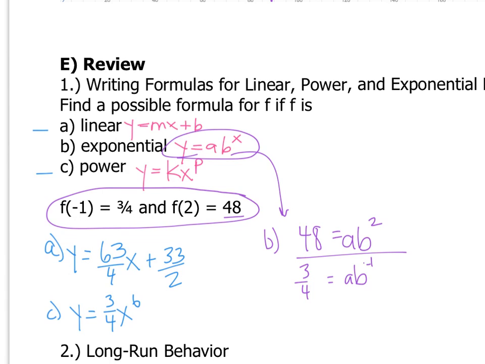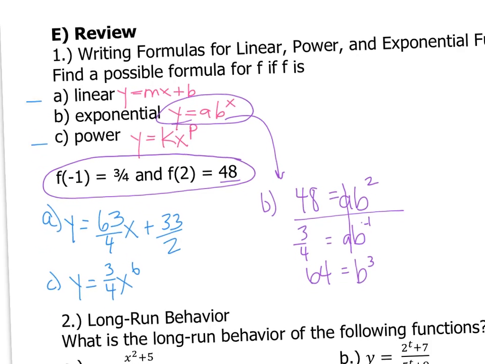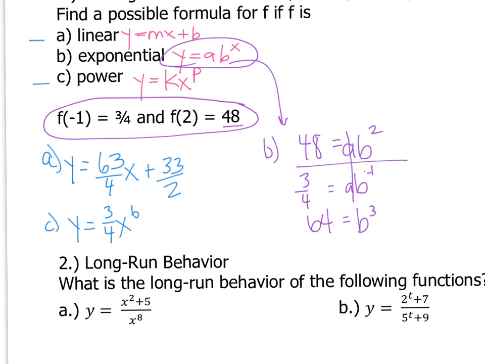From here, we will divide. So first of all, a cancels out, and then 48 divided by 3/4 is 64. And then we have b to the second over b to the -1st. What that simplifies to is b to the third. So then we're just going to take the cube root here and get that our value of b is 4.